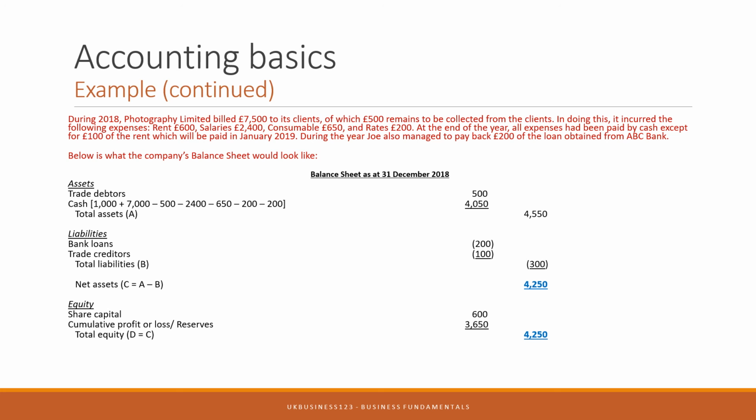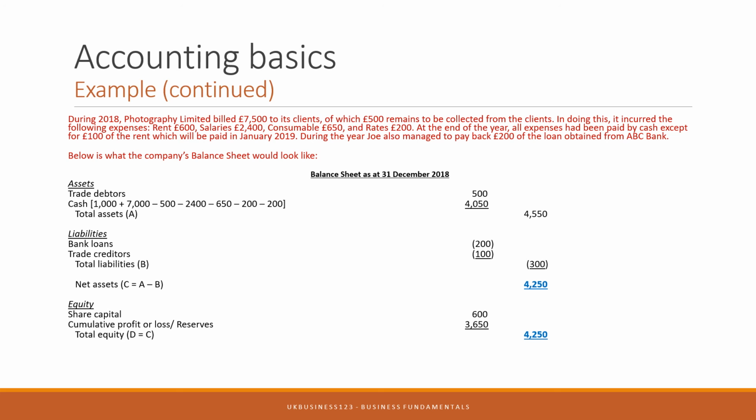4,550. Liabilities, see that our bank loan has now gone down from 400 to 200 because we paid back 200. Our trade creditors, which is 100, which remains to be paid, which is the rent which we're going to pay in January 2019. So our total liabilities is 300. So our net assets or our net worth is 4,250, which is the difference between our total assets of 4,550 and our total liabilities of 300.